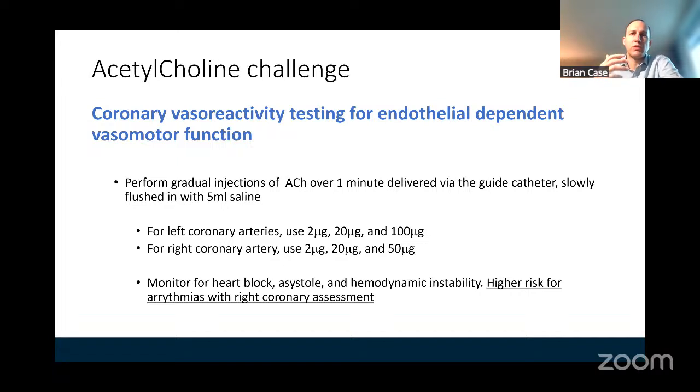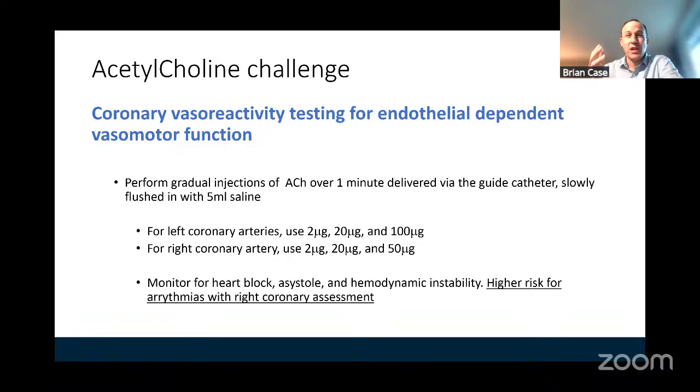We typically will evaluate the LAD. There is evidence to demonstrate if you do coronary functional testing of the whole coronary tree, the LAD, the CIRC, and the RCA, your yield of finding coronary microvascular disease increases. However, clinically in the real world, that takes a lot of time, a lot of effort. We're busy in the cath lab. So we typically focus our evaluation on the LAD.